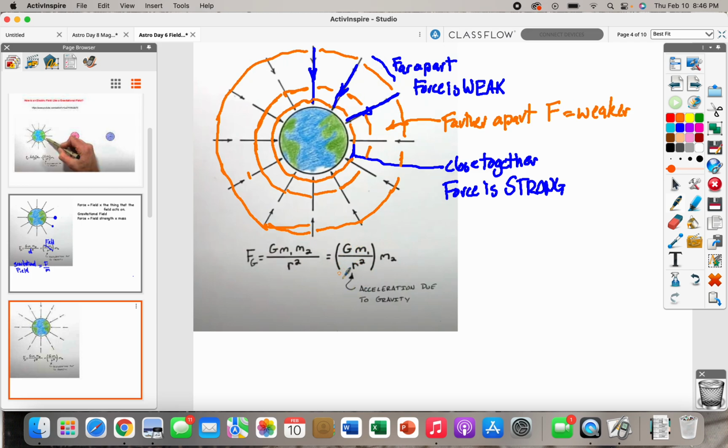So we're not going to worry about the math of it, and we're not going to draw different sized arrows. It's going to look like this, where we'll have energy lines and we'll have force lines, field lines, right? All right, good. So let's go back to the video and see what else we got.